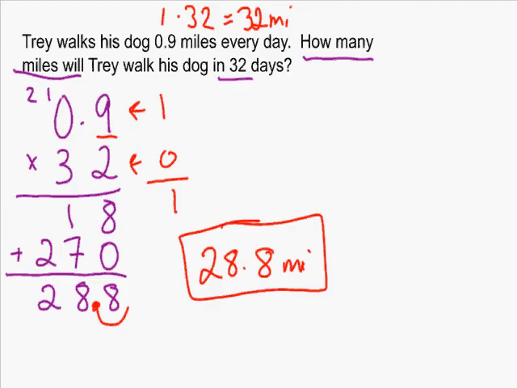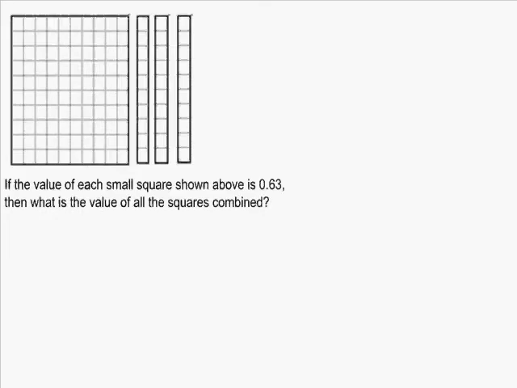Let's move on to this second problem. This problem looks a little bit different. It says, if the value of each small square shown above is 63 hundredths, then what is the value of all of the squares combined? So let's think about this. It's telling me that each small square, for example that, the value is 63 hundredths.